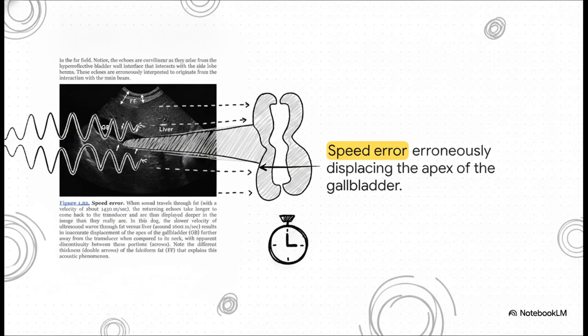Sound actually travels slower through fat, only about 1450 meters per second. In this example, part of the sound wave has to travel through thick falciform fat to hit the gallbladder, while the rest travels normally through the liver. The echoes returning through the fat literally take longer to get back. The machine's internal stopwatch registers the delay and assumes that part of the gallbladder must just be deeper. The result? The apex of the gallbladder appears erroneously displaced. It looks fractured or entirely disconnected from its neck, and it's entirely due to a localized speed error.